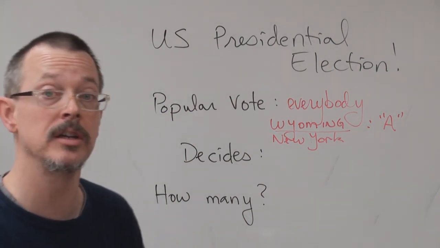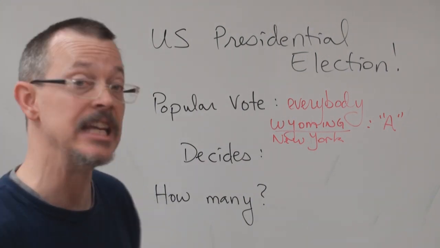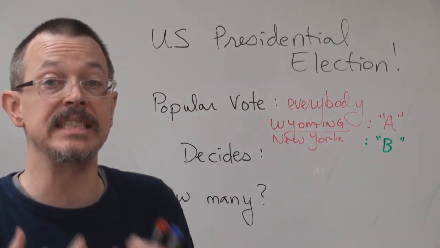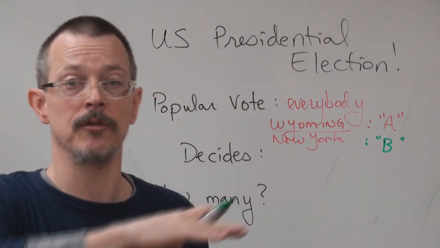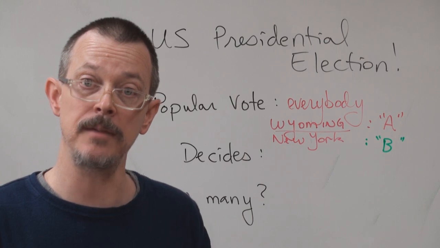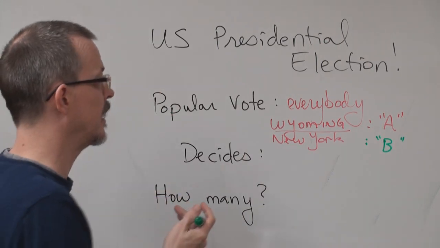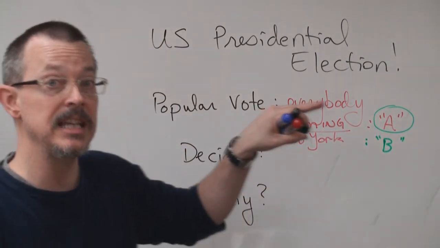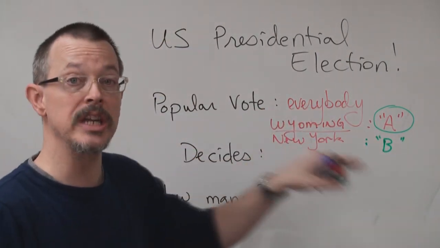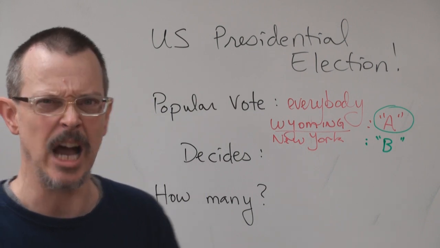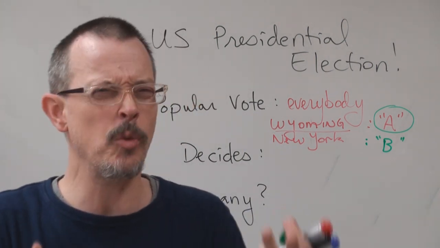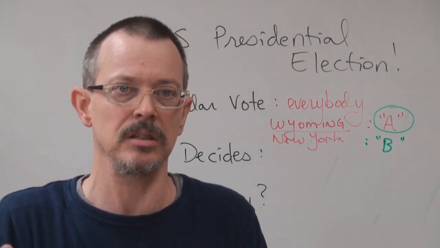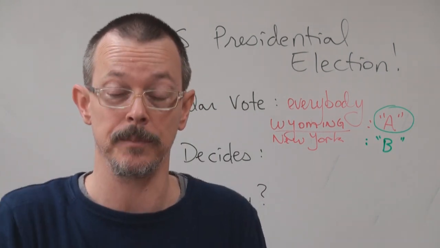But in New York, A didn't win. In New York, B won. B received the most votes from all the people. Okay? So now what happens is once they decide, in Wyoming it is A. In New York it is B. Now if we do the math, Wyoming has few people, New York has many people, so basically B will win.